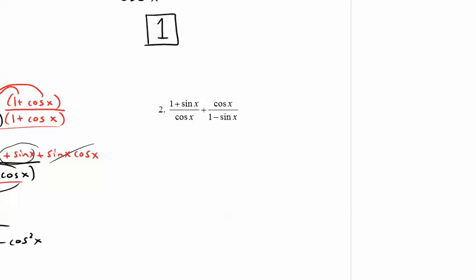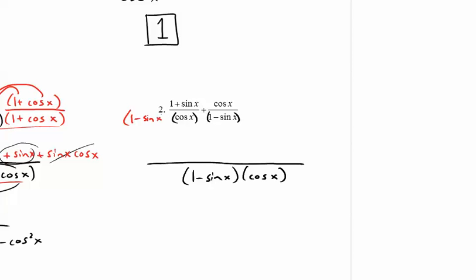Second problem, again, we've got two fractions. So we're going to make it into one complex fraction. And it needs to have both the denominators working as a common denominator. So the first fraction is missing the 1 minus sine. So we're going to multiply that on the top and the bottom. The second fraction is missing a cosine, so we're going to multiply that on the top and the bottom.